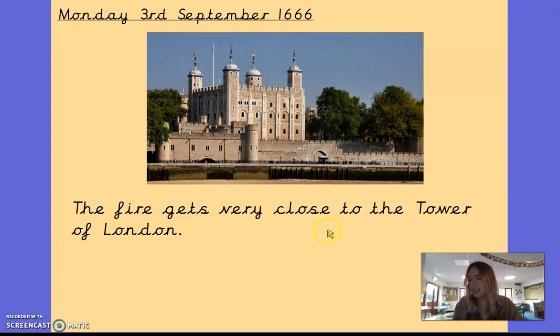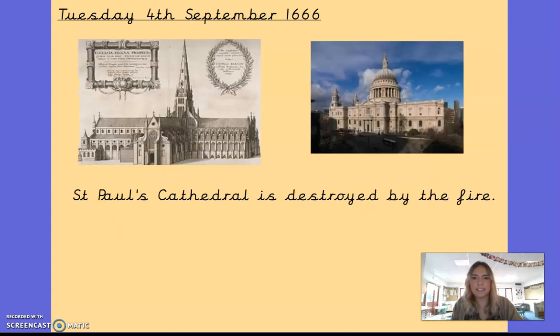3 more to go. So next we are on to Tuesday, the 4th of September, 1666. So unfortunately, on the 4th of September, St. Paul's Cathedral is destroyed by the fire. Some of you might recognise this building in London. This is St. Paul's Cathedral, but it had to be rebuilt. So this is what St. Paul's Cathedral looked like before it was burnt in the Great Fire of London. And then it was rebuilt like this one at a later date.